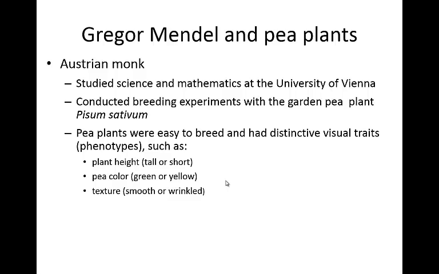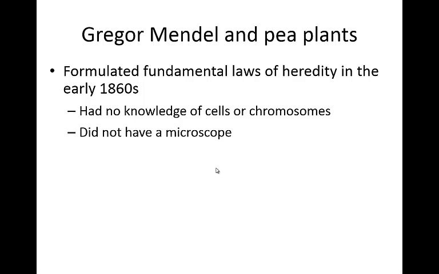They had very distinctive visual traits or phenotypes, things like plant height, were they tall, were they short, pea color, were they green, were they yellow, texture, were they smooth, were they wrinkled, and so on. It's important to note that he formulated these fundamental laws of heredity in the early 1860s. It's especially notable because he had no knowledge of a cell or chromosomes. He didn't have a microscope. He did all of this simply by observing the plants and what sorts of traits they had.